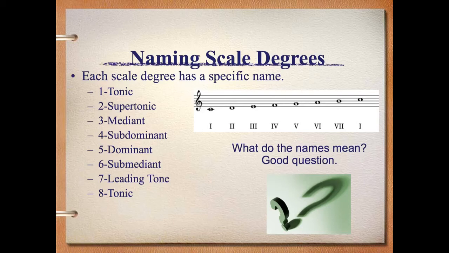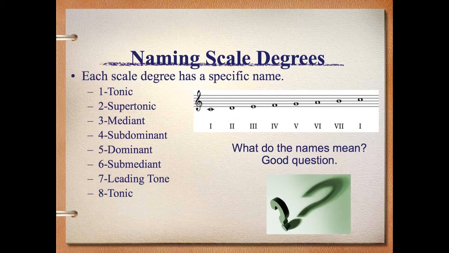When we build chords on each of these pitches, we use Roman numerals to represent 1, 2, 3, 4, 5, 6, 7, and then 1 again as we get back to C. But the most exciting thing about this is that each scale degree has its own name and its own function within the scale. A tonic note, we've already talked about, is 1 or 8. But all the other notes have their own names and their own functions.